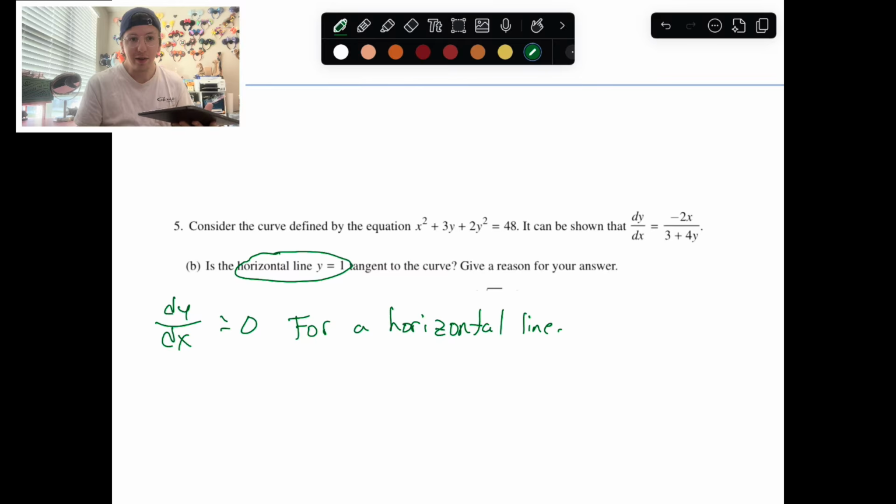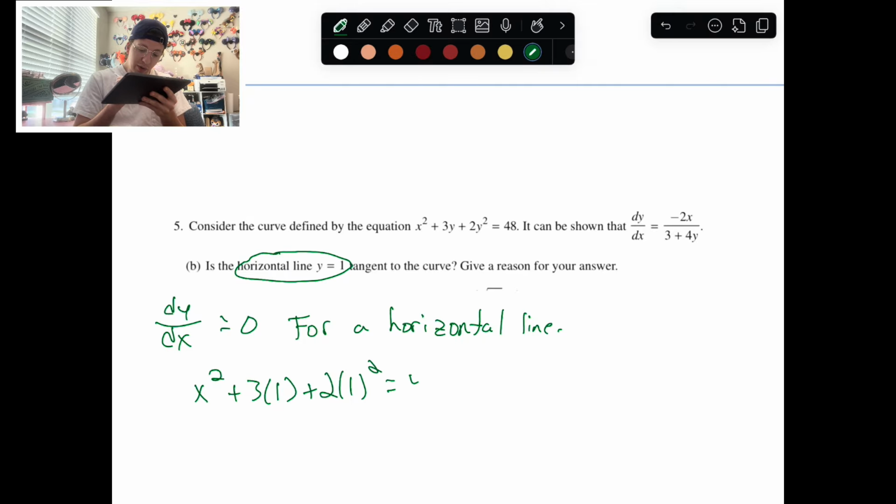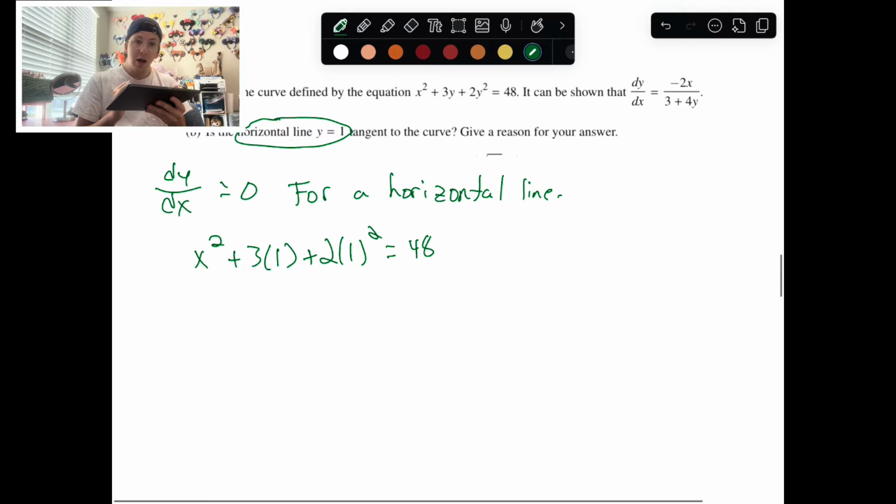So let's say y is equal to 1. Let's figure out what point that correlates to with x on our curve. How we're going to do that is plugging y equal to 1 into our curve. So we have x squared plus 3 times 1 plus 2 times 1 squared is equal to 48. All right, let's solve this.